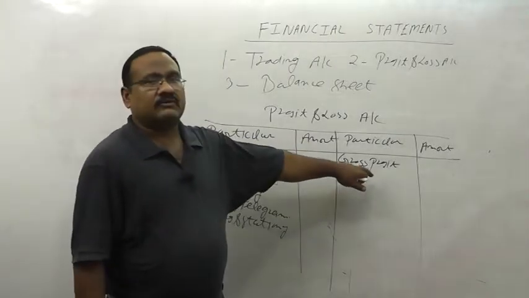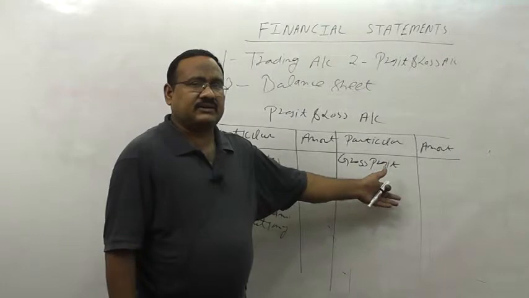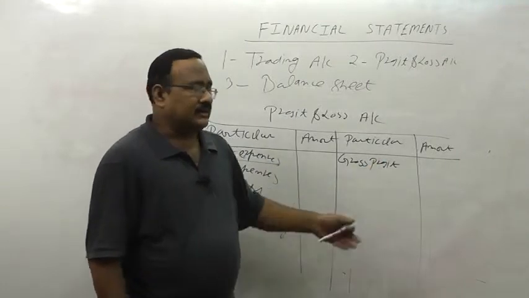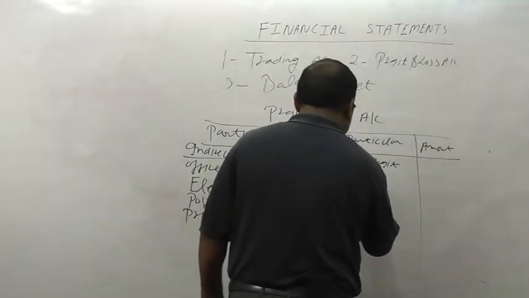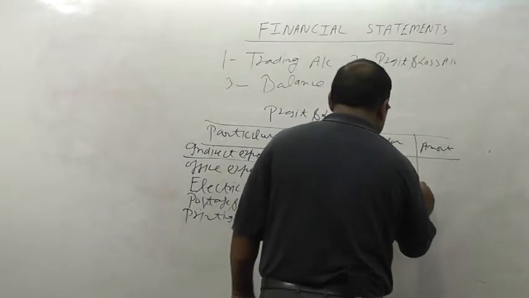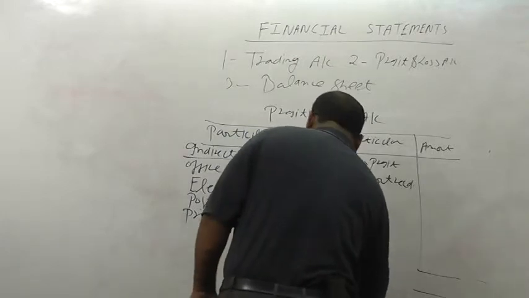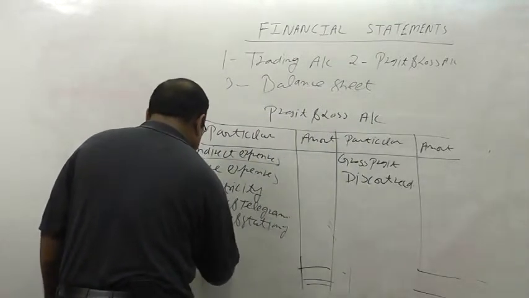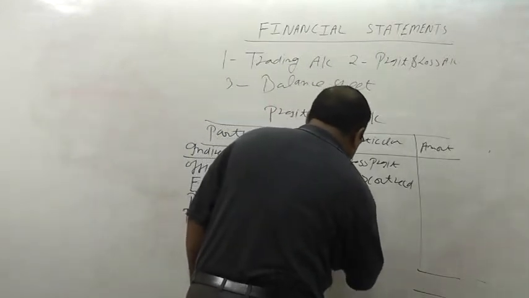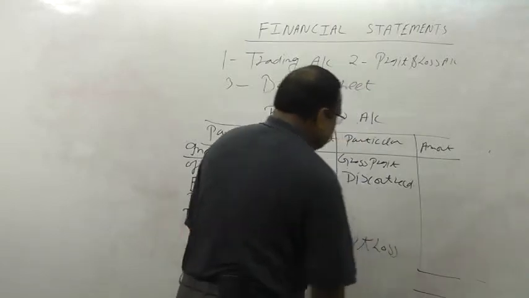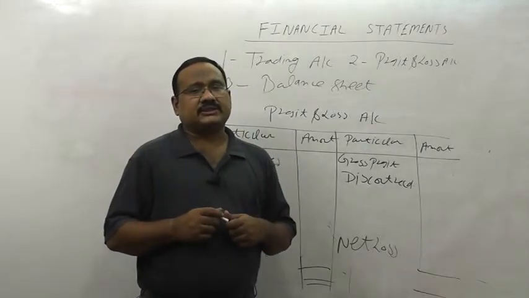And in this side, we take the income like discount received, commission received, interest received, etc. And we find out net profit. Here we write discount received and other income. And we find out net profit, which is transferred to balance sheet. And if this side is more, the answer will be net loss. By this way, we prepare profit and loss account. So profit and loss account is over.